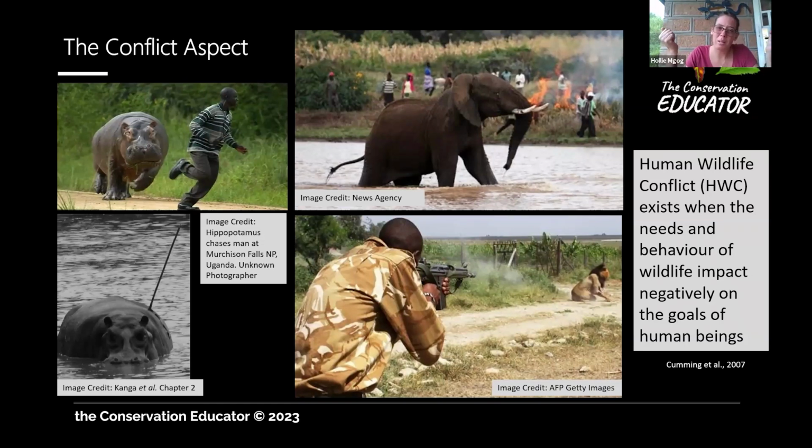Up there in the top right, you can see an elephant in the river, people with fire and probably banging saucepans trying to chase that elephant away. That elephant is a crop raider. Now, very often, and we'll get to this, the crop raiders are adult male elephants. So it is a pattern, and you need to determine the pattern.